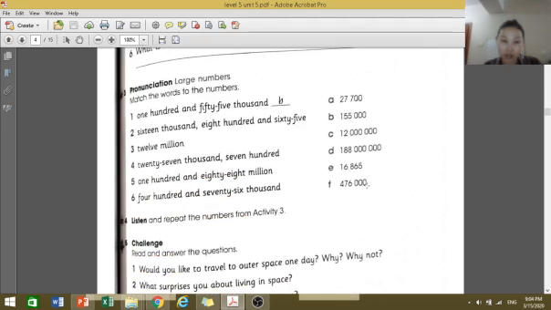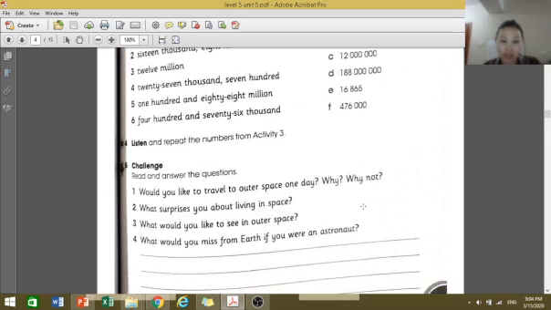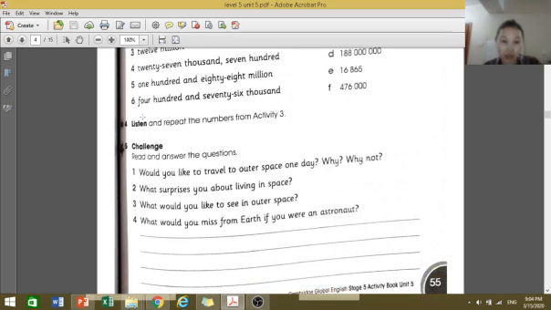And the next task is about pronunciation, pronouncing large numbers. We have already learned this one, so I guess it's easy for you guys to match the numbers to their written forms. And lastly, this is your challenge one. The listening part we skip because we simply do not have the CD. All right, next you should be reading and answering the questions here.